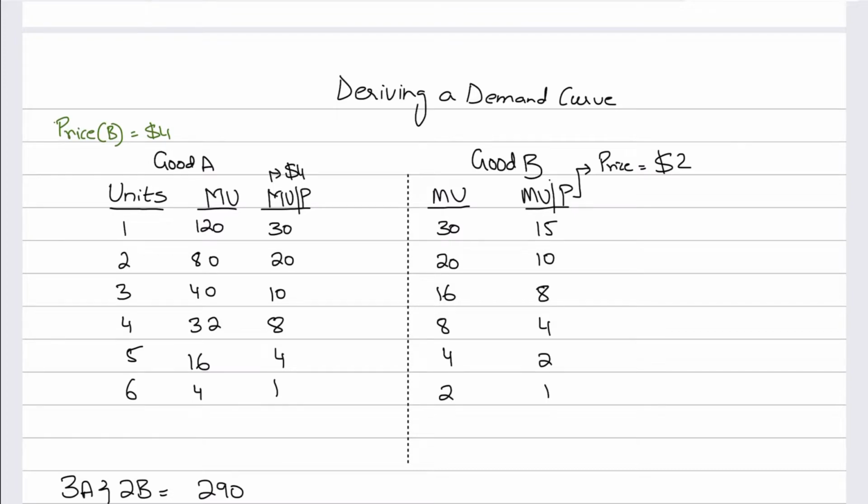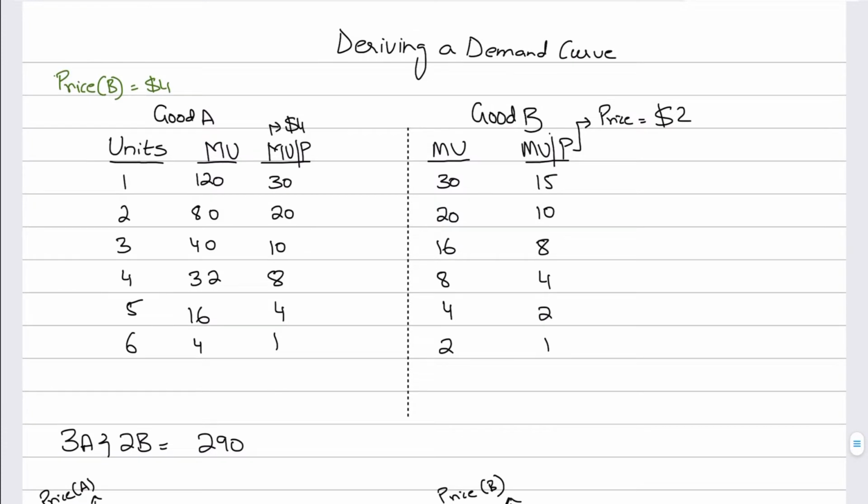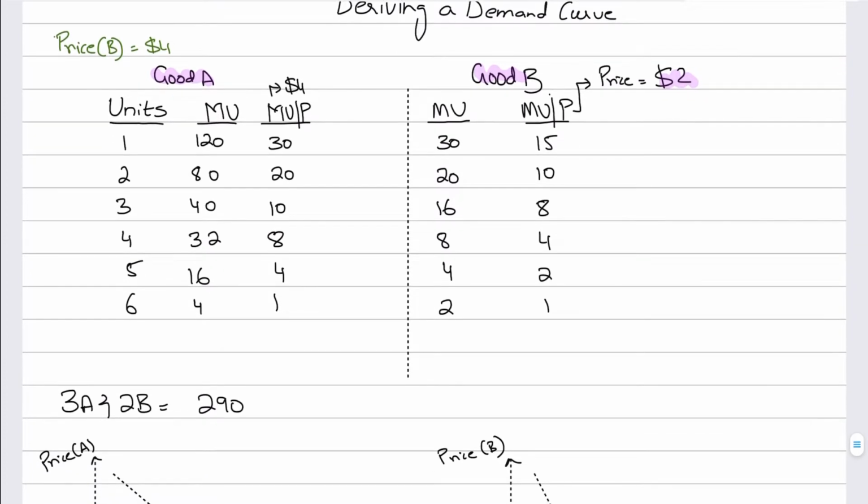Okay guys, so in this video I have used the same values that I had used for video 9b since it's a continuation. If you remember, good A was $4, while good B was $2, and I have mentioned the same number of units as in 9b. The marginal utilities are already given, and the marginal utility per dollar is also calculated for good A and good B. And if you remember, the optimum bundle was 3A and 2B.